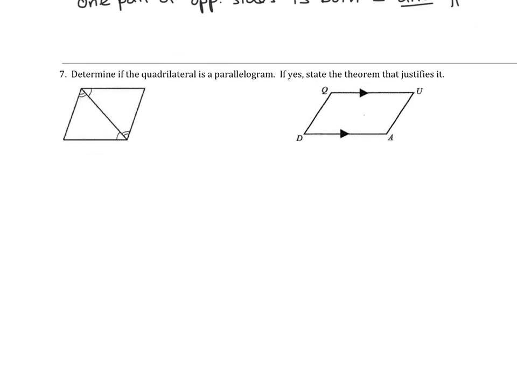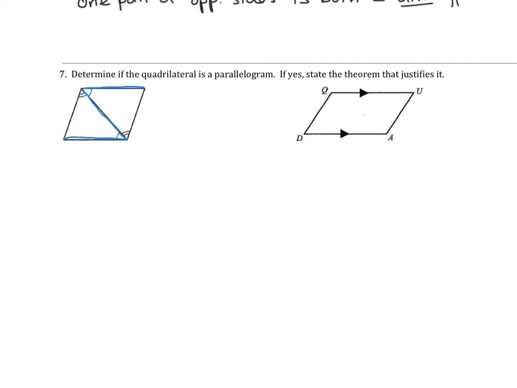Okay, so let's try these last two together. So here we're going to determine if the quadrilateral is a parallelogram, and if we can determine that, then we are going to state the theorem that justifies it. So in this first example, I see that we have a diagonal, and I see that this angle is congruent to this, and this angle is congruent to this angle. So let's start by thinking about this problem as these two lines cut by a transversal.